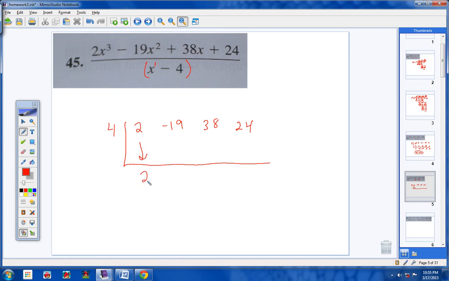Bring down the first number. Multiply. Combine. Multiply. Combine. Multiply. Combine. Alright, so this 2 here was an x cubed. We know that from right here. So our answer is 2x squared minus 11x minus 6. And there's no remainder.